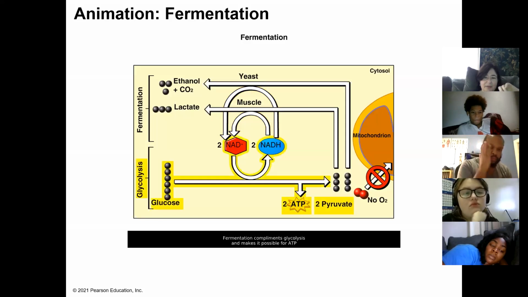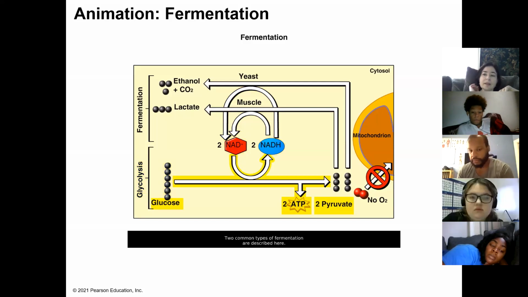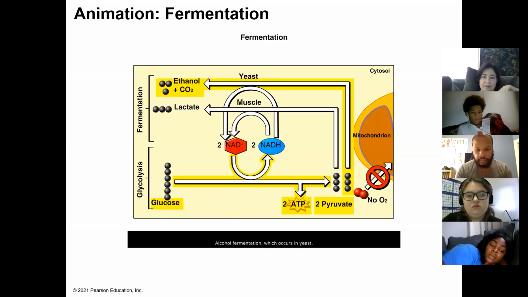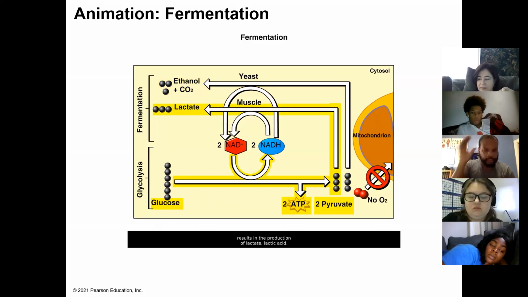Fermentation complements glycolysis and makes it possible for ATP to be continually produced in the absence of oxygen. Two common types of fermentation are described here. Alcohol fermentation, which occurs in yeast, results in the production of ethanol and carbon dioxide. Lactic acid fermentation, which occurs in muscle, results in the production of lactate, lactic acid.